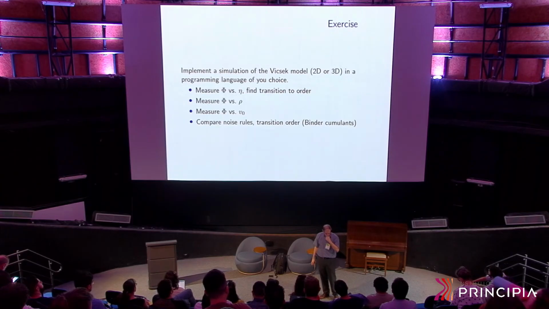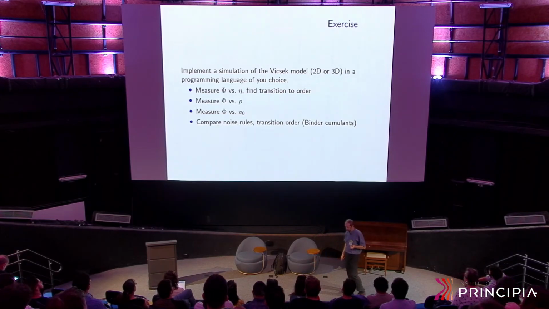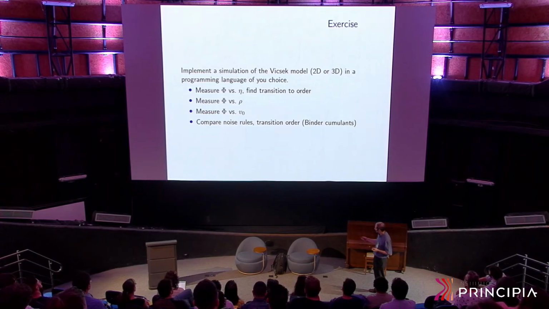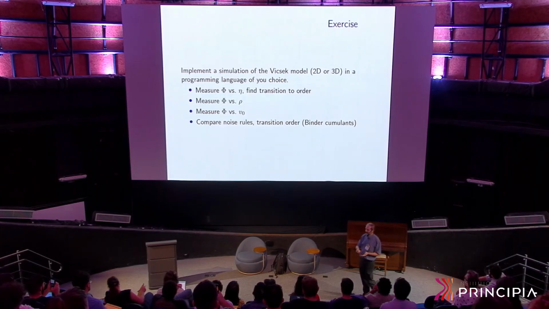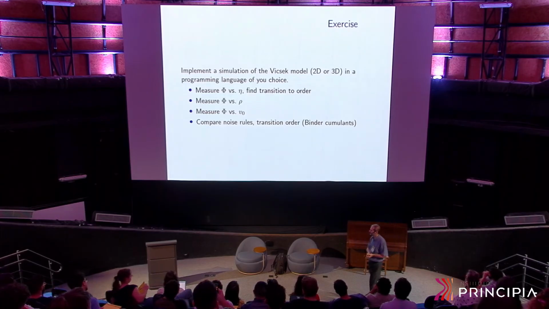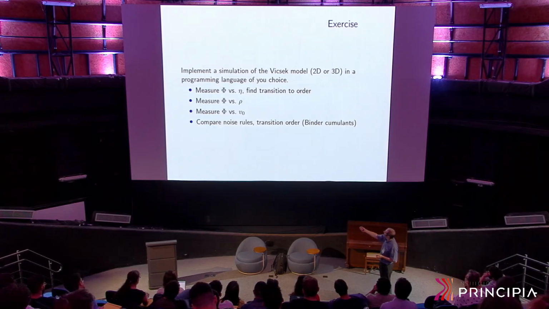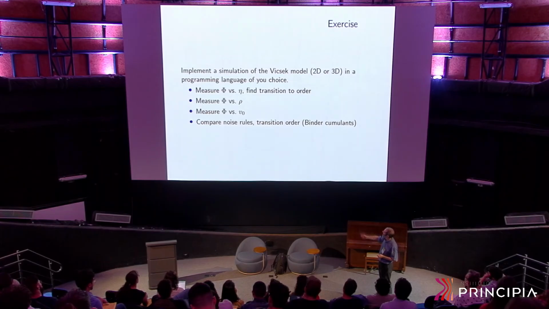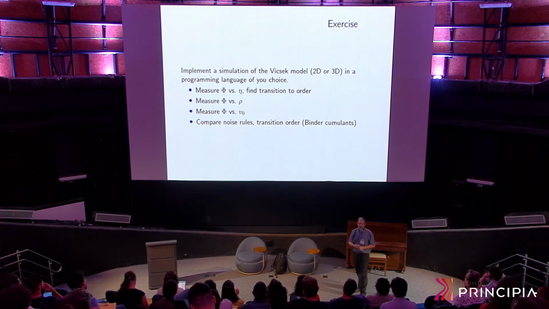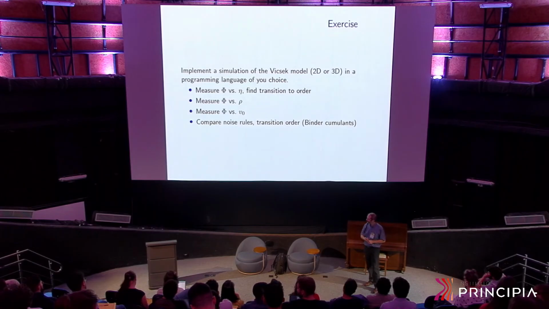So this is what I propose you to do. If you wish to do the exercise, then you can implement this model. I can help you do it in the programming language you prefer. You can measure the order parameter as a function of the noise, of the density, and of V naught, and you can play with that and find how the system goes from order to disorder.